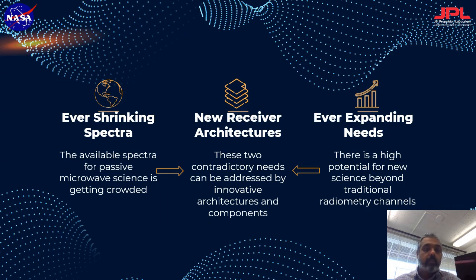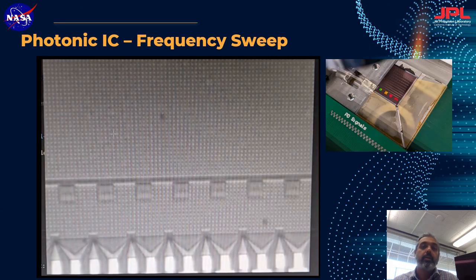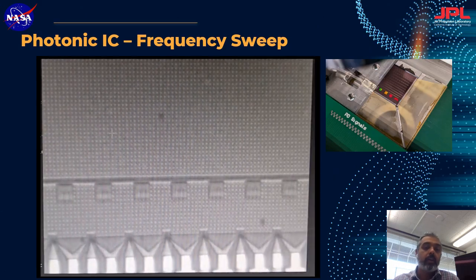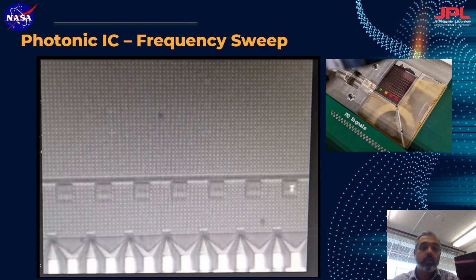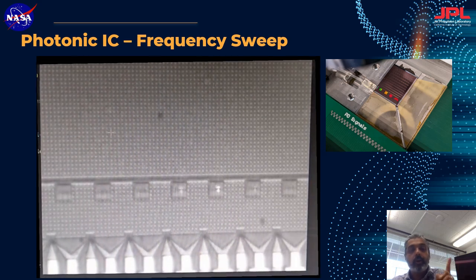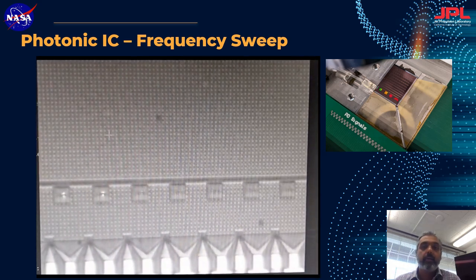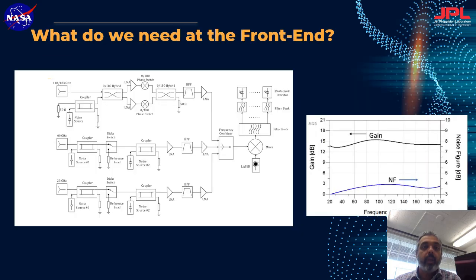So, all right, ever shrinking spectra, ever expanding needs, and you can see those two contradictory needs have resulted in a need for new receivers. And photonic is obviously one of them. This is an example from the photonic chip measuring 1 gigahertz signals across the band. And it doesn't just help you to have a back-end photonic that can combine all of these signals. You still need to measure the whole signal at the front end. So what do we do?